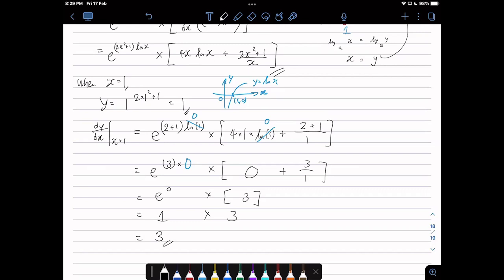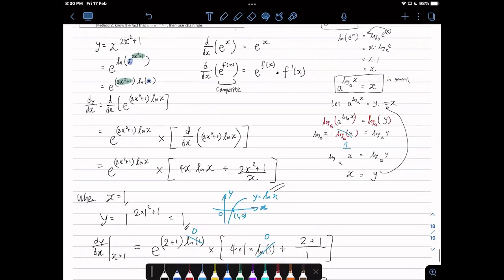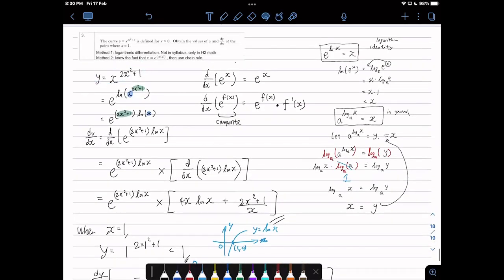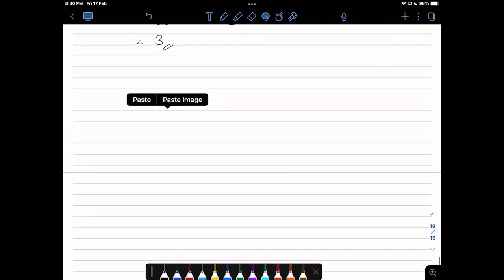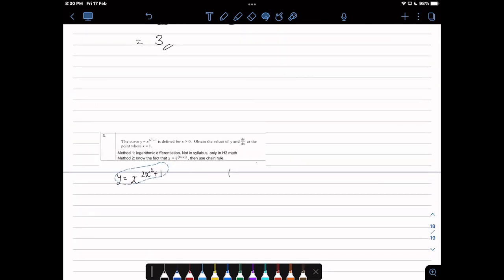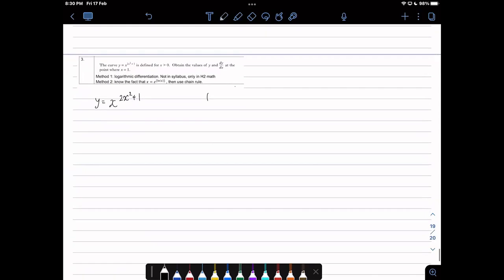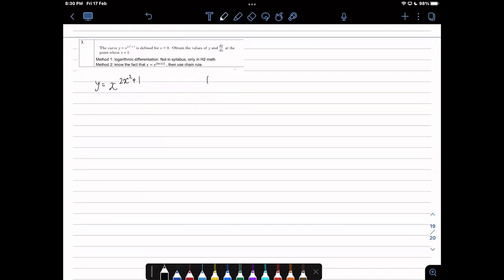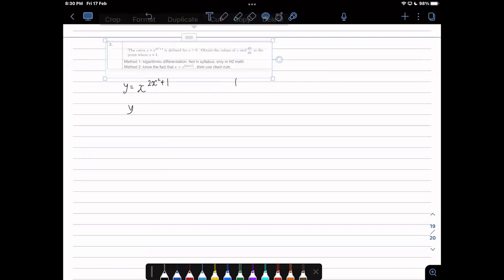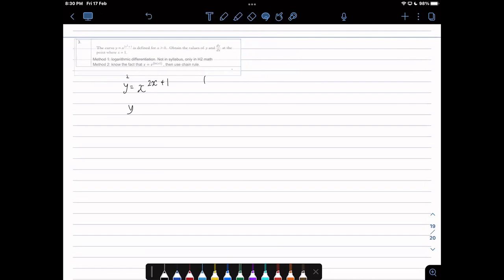Ready? Okay. Now let me teach you something different. Logarithmic differentiation. H2 math topic. I'm just gonna go through it. Okay, now we're gonna do it a different way. So what we're gonna do is take logarithm of both sides straight away. So previously we did a special trick, e power something. Now I'm going to, I got a power 2. Sorry, let me crop this nicely.